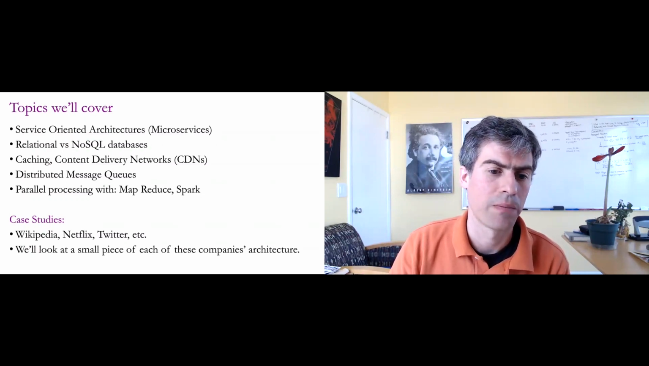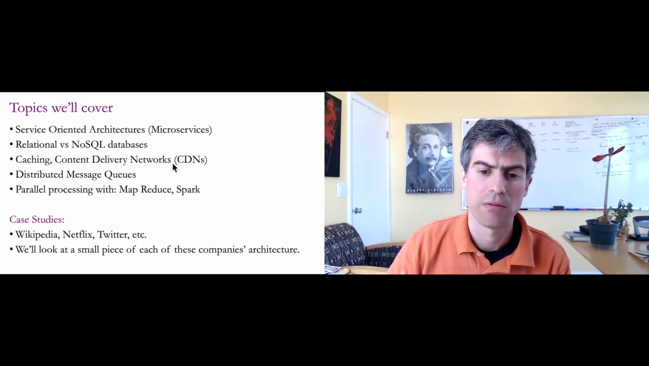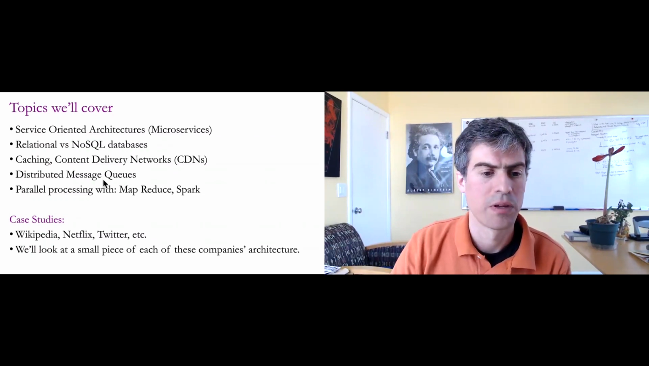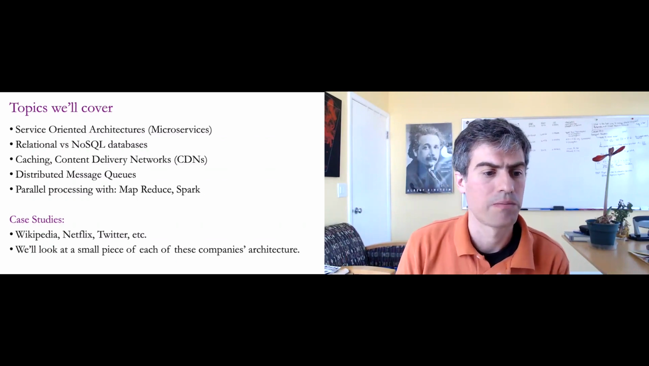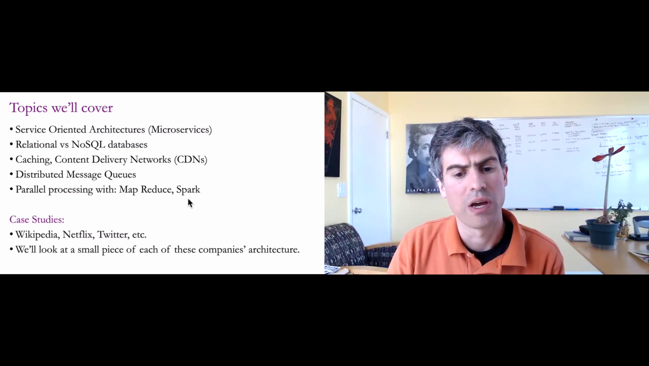just to really justify why there are so many different kinds of databases out there. We're going to talk about caching and content delivery networks as an example of how to scale up a system. Then message queues, which are used for asynchronous coordination. And then we'll talk a little bit about parallel processing with MapReduce and Spark.